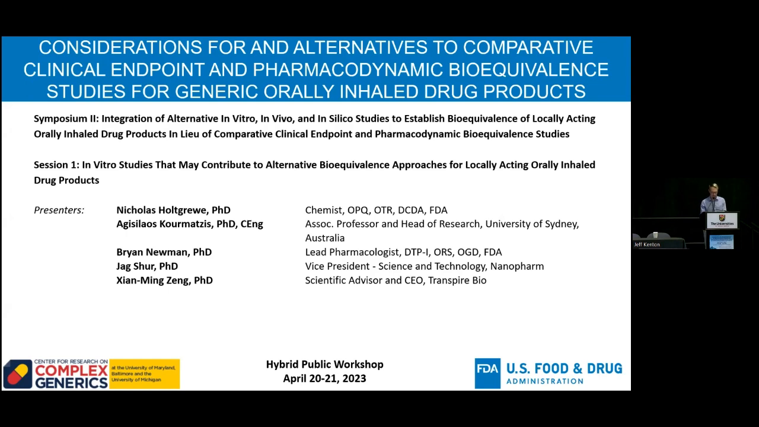Our second speaker is Dr. Shur. He's an academic and entrepreneur, having over 100 published scientific papers, and was CEO of Nanopharm, which he led to a successful exit in 2019. JAG's main area of research and commercial endeavor is in the complex topical pharmaceutical drug products area. A key theme of his research and commercial enterprises has been to develop patient-centric drug development platforms.